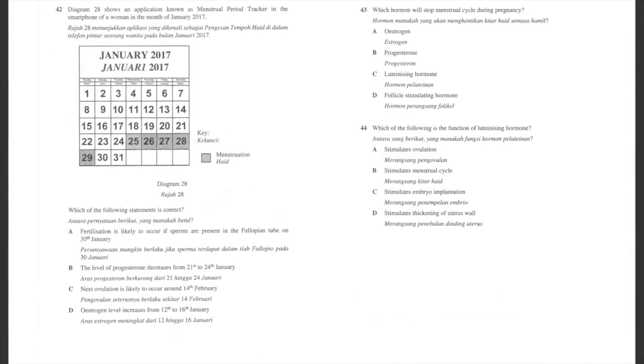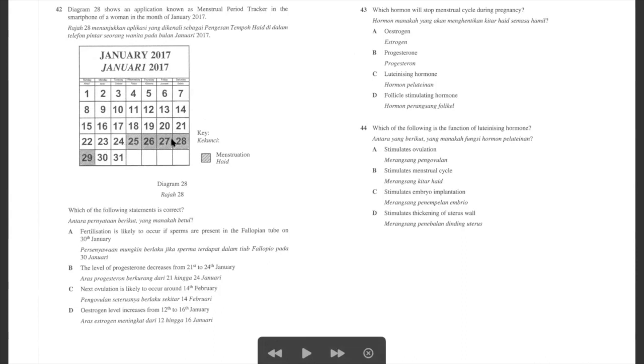Okay, 42. Which of the following statement is correct? Okay, 42, the answer is B. Okay, the level of progesterone decrease from 21 until 24 January. Mana ni 42? 21 until 24. Okay, betul lah.